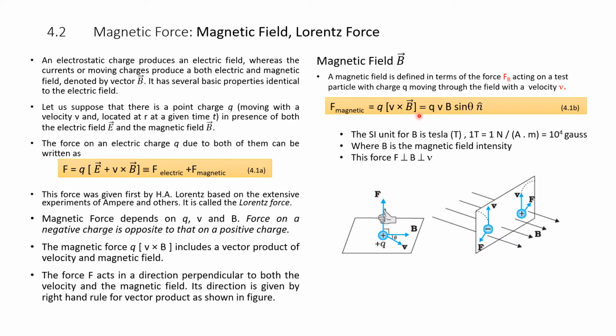Removing the vector signs, we can write it as q into V B sin theta n hat, where q is the charge, V is the velocity, B is the magnetic field, and theta is the angle between B and velocity, that is, the magnetic field and the velocity as shown in the figure. The SI unit of magnetic field B is Tesla, and these three vectors are perpendicular to each other.